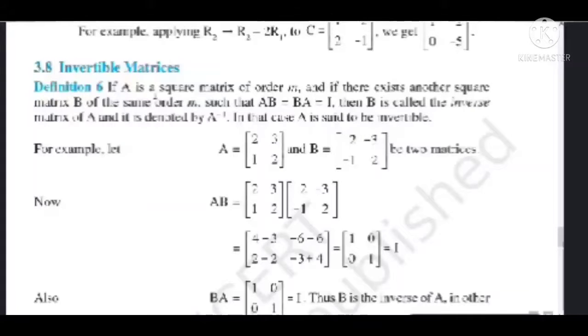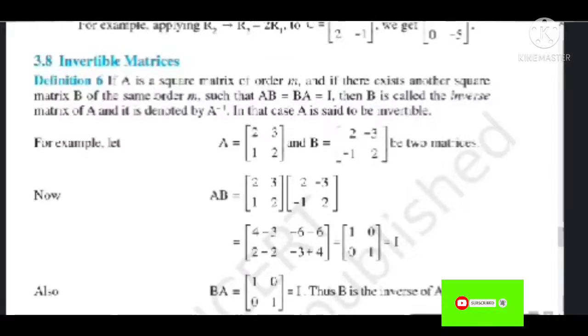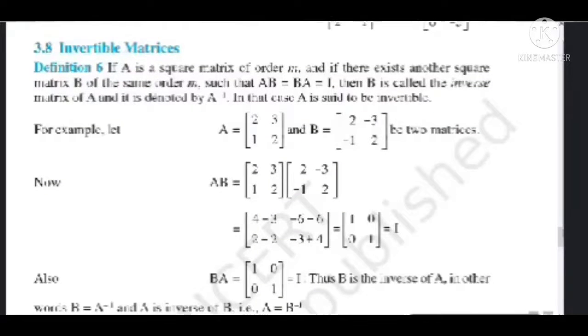Means suppose one matrix is there, A, and we are considering another matrix B. If we make the product AB and BA, and the product is equal to the identity matrix, then A is invertible and B is called the inverse of the matrix A, like that. So let's see how we find the inverse of a matrix. For example, we are considering the matrix A: 2, 3, 1, 2.